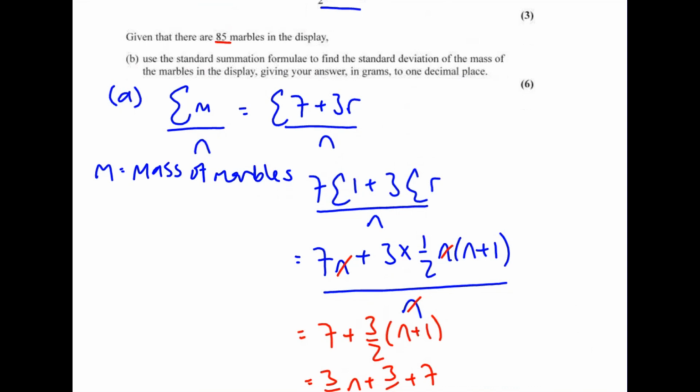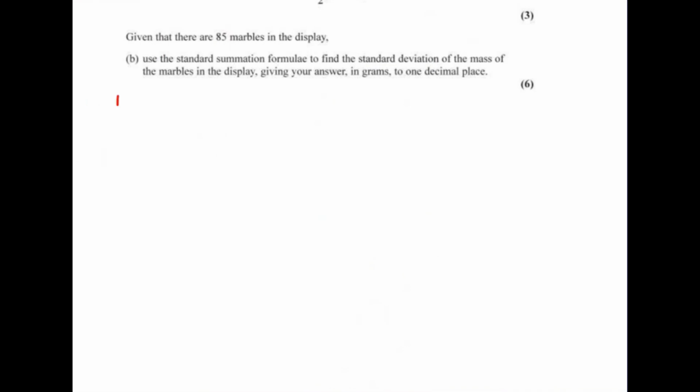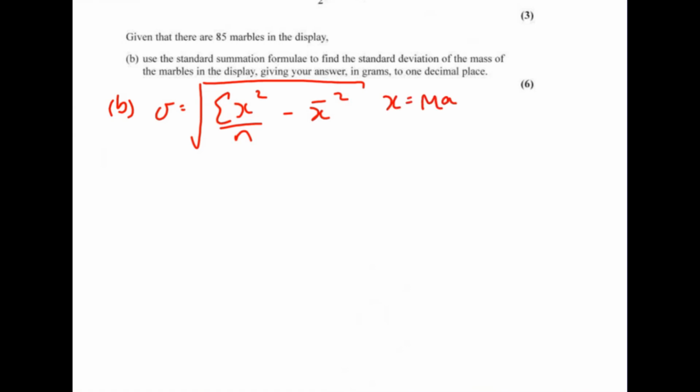Then it says in B, given there are 85 marbles in the display, use the standard summation formula to find the standard deviation of the mass of marbles in the display. Give your answer to one decimal place. So we're looking for the standard deviation formula now. You get the standard deviation formula on your formula sheet. The one that we're going to use is sigma equals root of sigma x squared over n minus x bar squared. In our case, x is the mass of the marble.